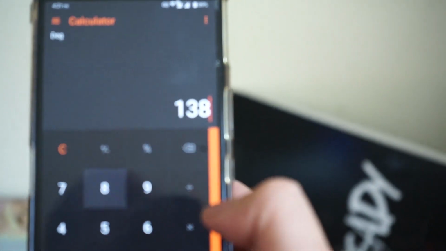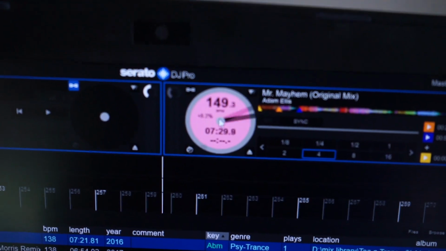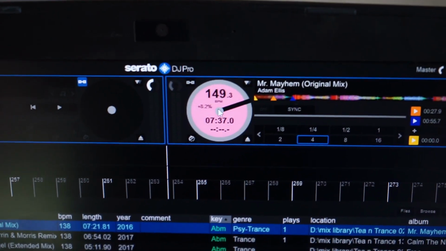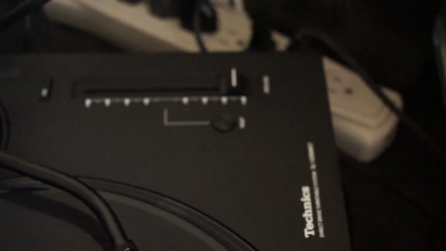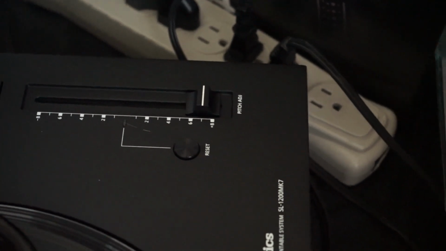And that should be 138 times 1.07, and that should be 147.66. And we go over here back to Serato. 148, 149, so it's something like 148 point something BPM, basically. So it's a bit faster than it should be. Here's what it should be: 147.66. But it's close. Anyway, so maybe there's a little bit of a ramping up of the control towards the edge.